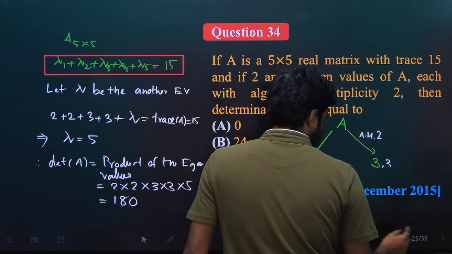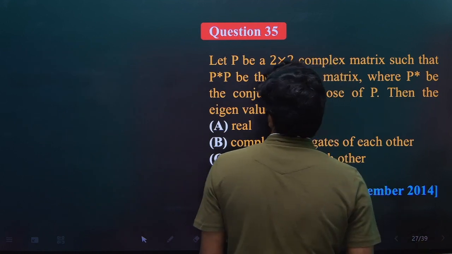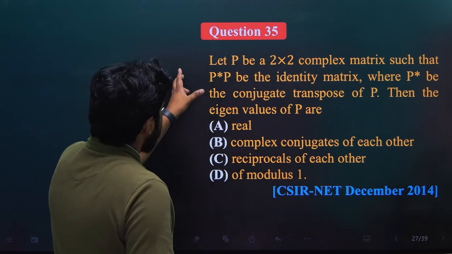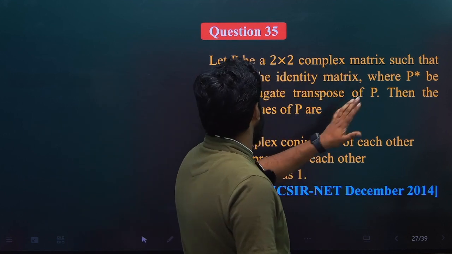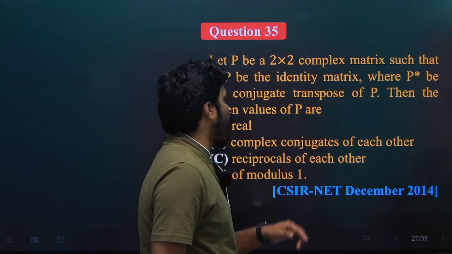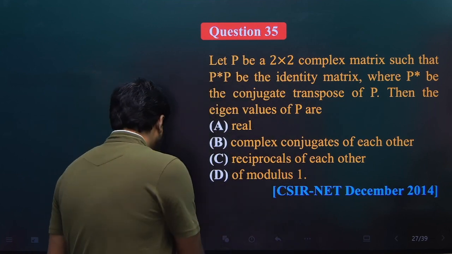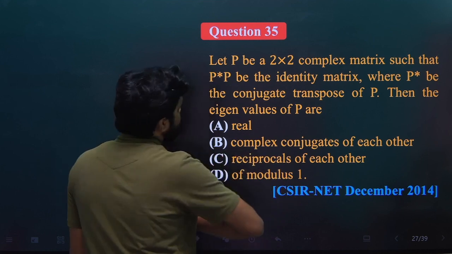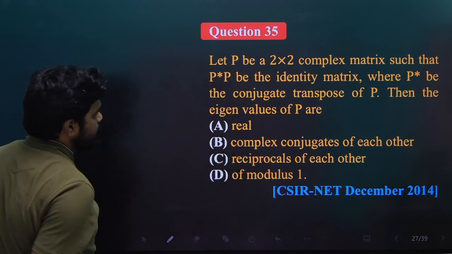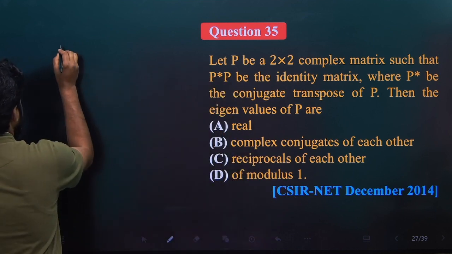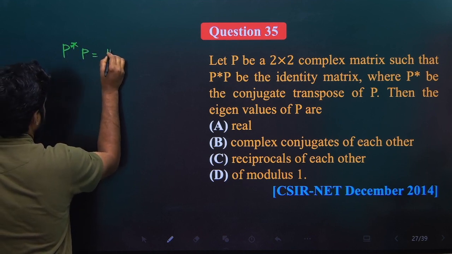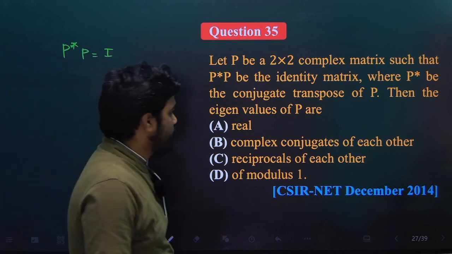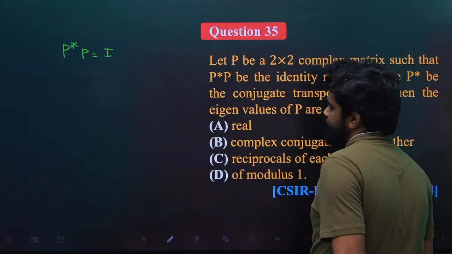Okay, so next, let P be a 2 cross 2 complex matrix such that P star P is the identity matrix. That means what is given here? P star P is the identity matrix. It is given that P star P is the identity matrix.